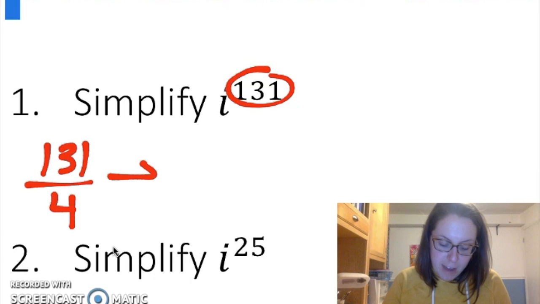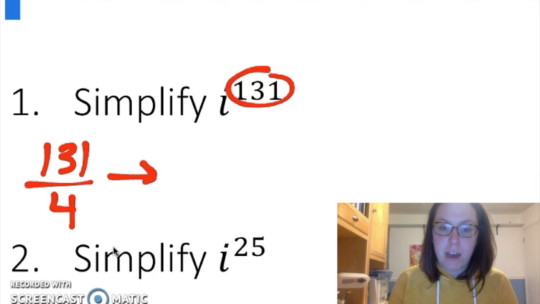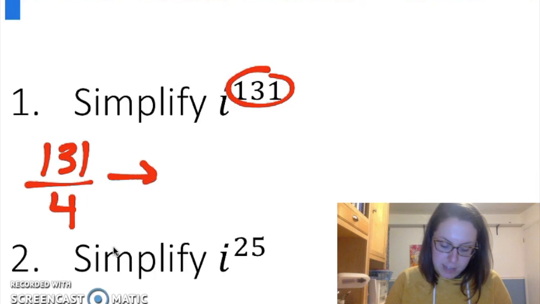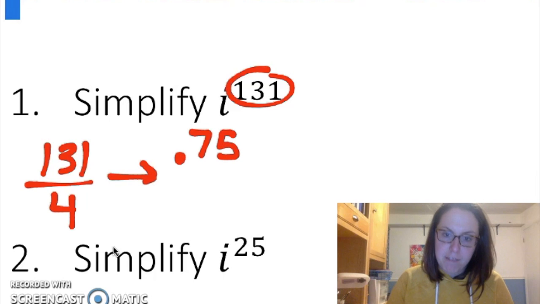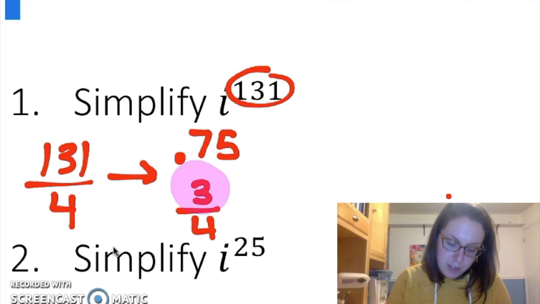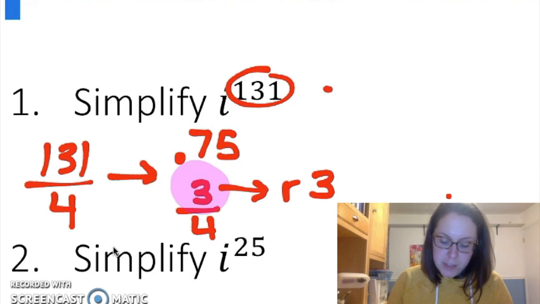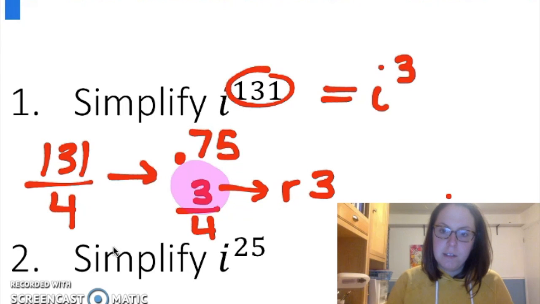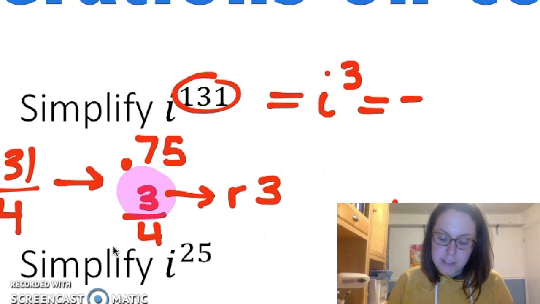When you put this in your calculator, I'm not really worried about the number that you get, but what you get out as a decimal is 0.75. And remember that that's 3/4. So your remainder here is 3. So this is equivalent to i to the third, and i to the third is -i.